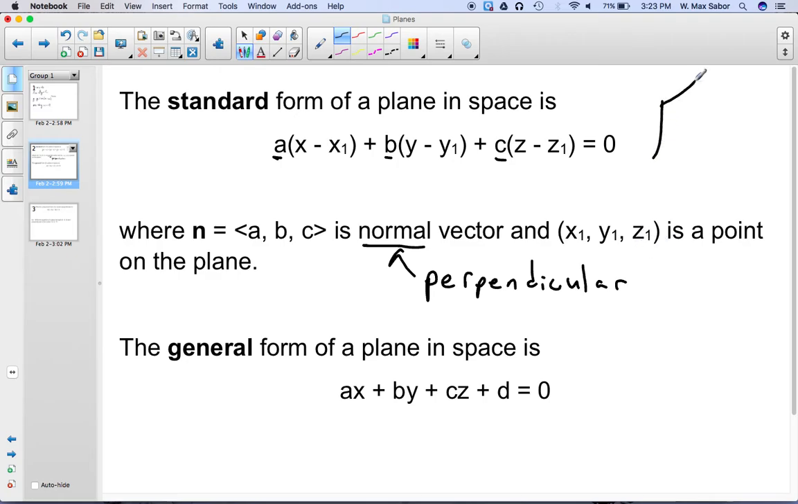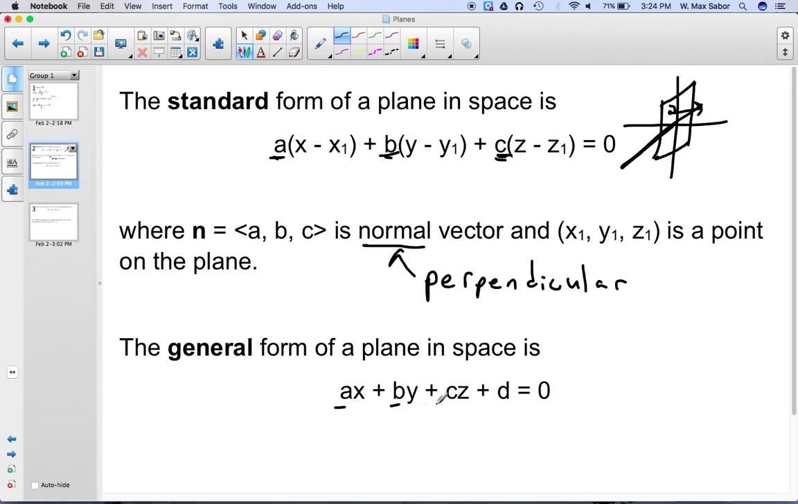So if I have a plane, I'm looking for a perpendicular vector, and saying that perpendicular vector has components a, b, and c, and then a random point on the plane, we use those as our x1, y1, z1. If we want to write it in general form, we can also write it as ax plus by plus cz plus d equals 0, and that's just by multiplying this out and combining like terms.